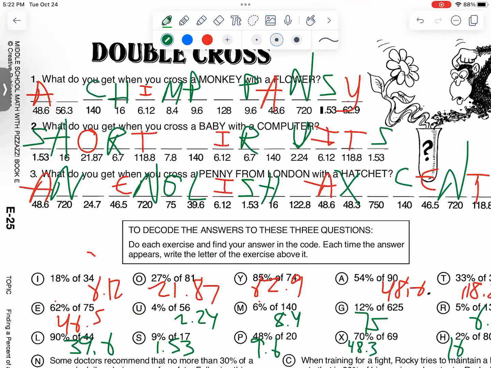All right, so we have a chimpanzee is when you cross a monkey with a flower. When you cross a baby with a computer, you get short circuits. And then you cross a penny from London with a hatchet, you get an English accent.